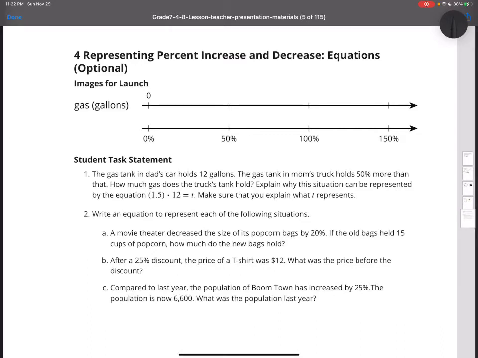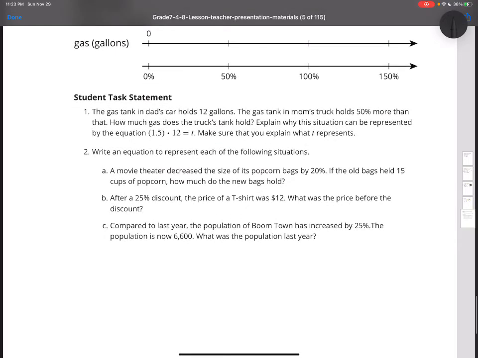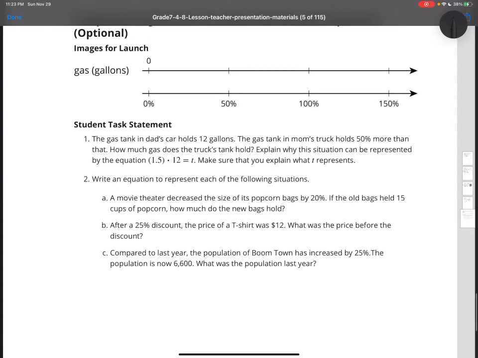Okay, guys, let's look at the last problem of this lesson called representing percent increase and decrease using equations. If you read these problems quietly to yourself, you will recognize that they are problems from a previous lesson. So let's look at number 1.